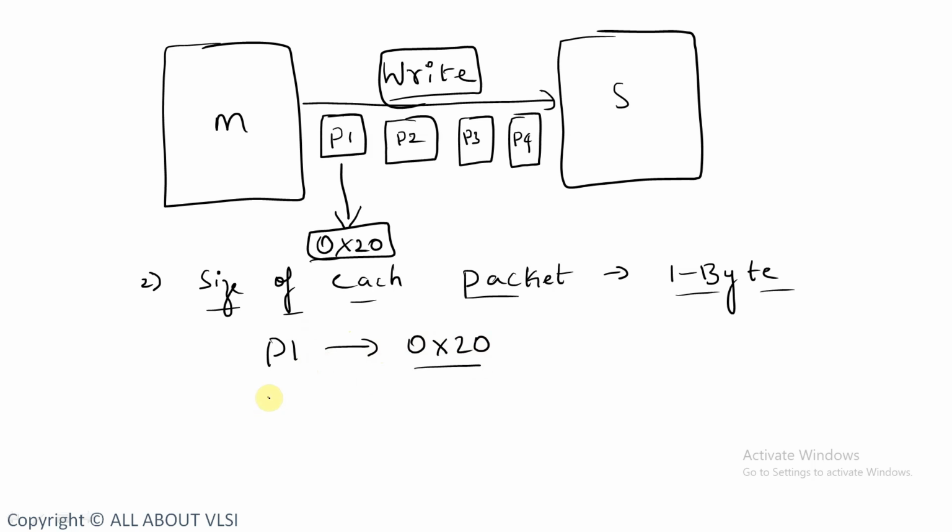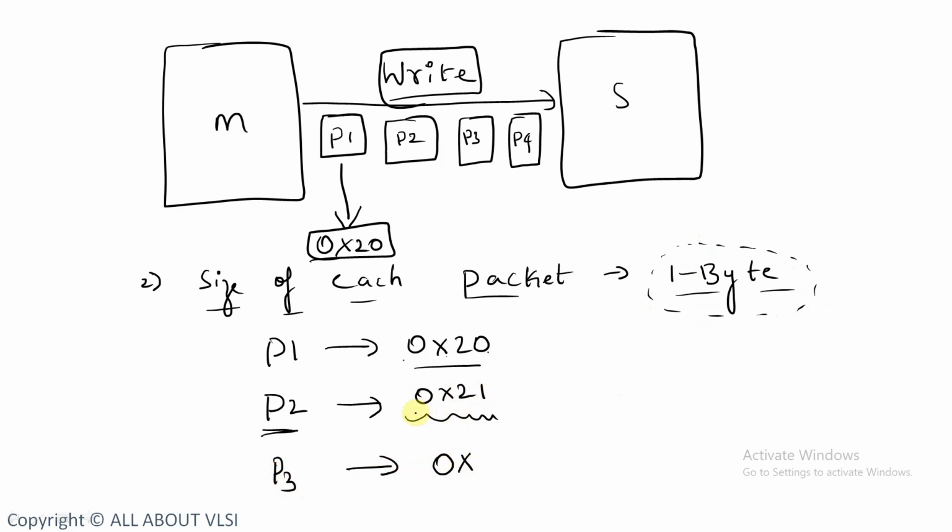Now, I need to send packet P2. After the address phase and data phase have happened, I need to send packet P2. So for packet P2 there will also be an address associated with it. How do we calculate the second address? The second address is calculated by adding the size to the previous address, that is 1 plus 20, which means 21. And the address for packet P3 is decided by the previous address plus the size, that is 22. And packet P4 will be 23.